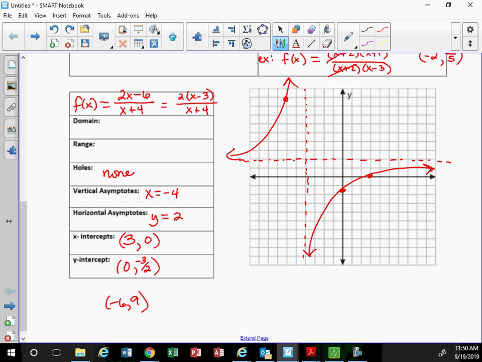Again, is my graph perfect? No. Does the graph go through that point exactly? Probably not. This is just the general shape that we're looking for. We want to make sure it's in the right section. Horizontal asymptotes, can I cross them? Yes. What is a horizontal asymptote? What's its sole purpose in life? Yes, it tells you about the ends of your graph.